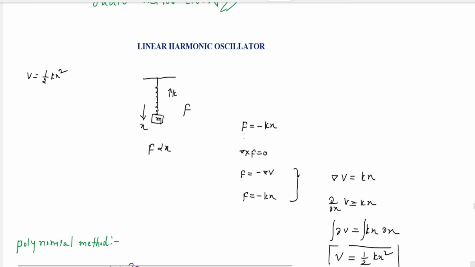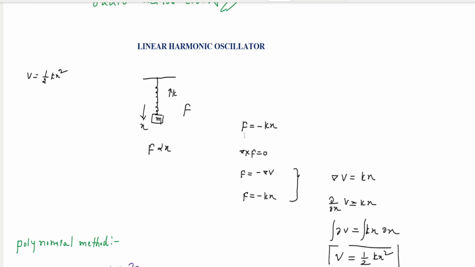Hello. Today I'm going to discuss the linear harmonic oscillator. This problem we can discuss with two methods. One is the polynomial method, which we can also call the Schrodinger method.